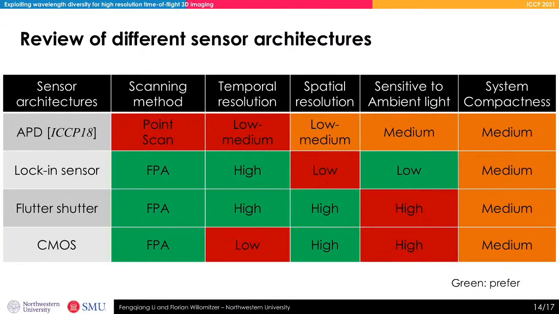Now let us compare the performance with different sensor architectures. APD represents a single pixel avalanche photodiode, which we demonstrated in our ICCP 2018 work. Compared to APD, the focal plane methods proposed here remove the need for point scanning. Compared to a lock-in sensor, flutter shutter and CMOS sensors provide much higher spatial resolution. Currently, the flutter shutter implementation is the optimal solution with the best performance.